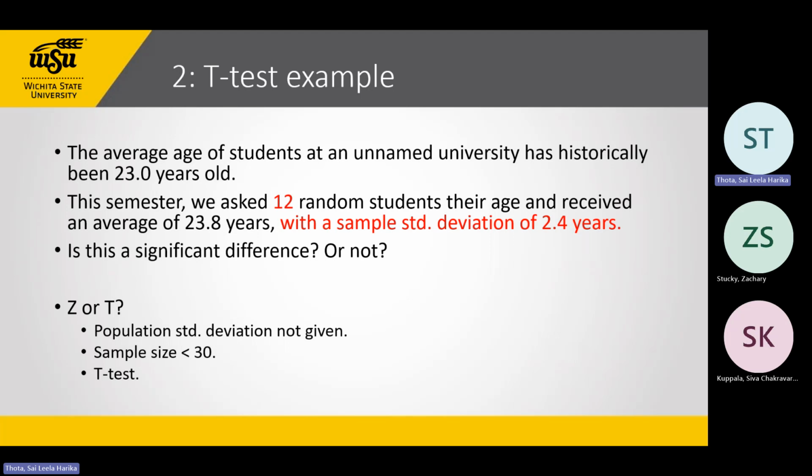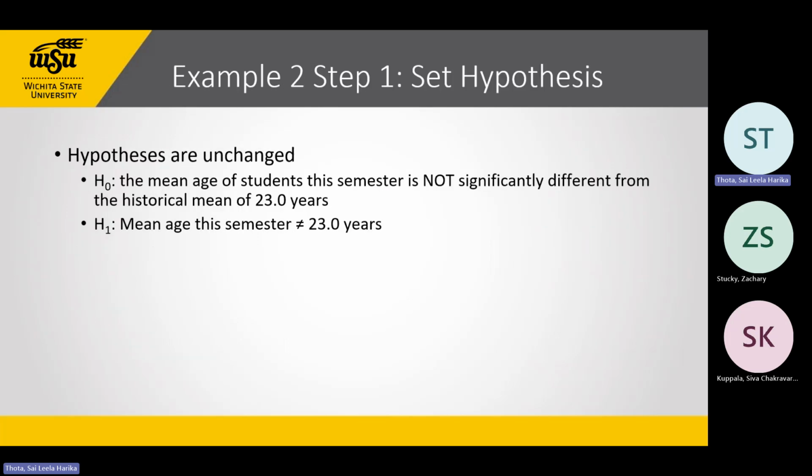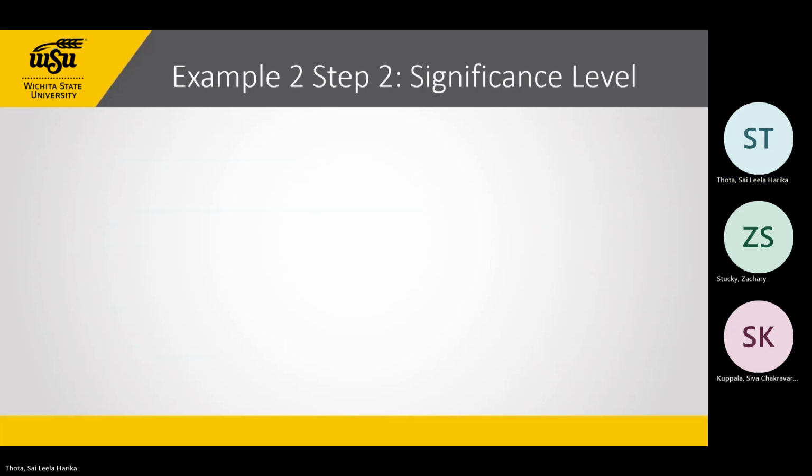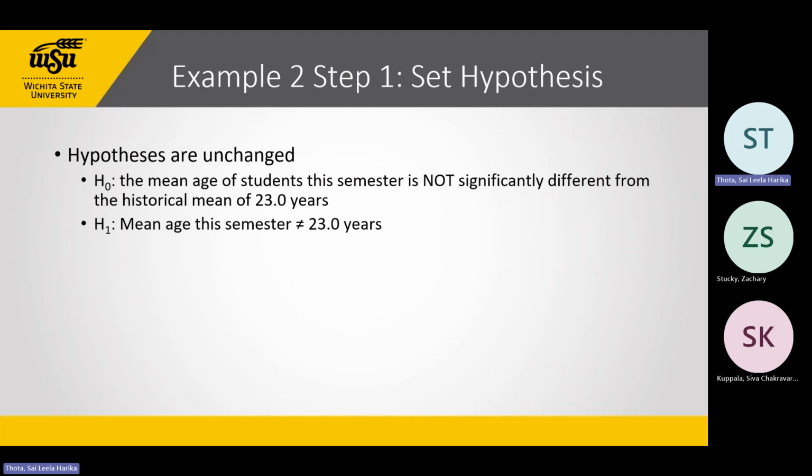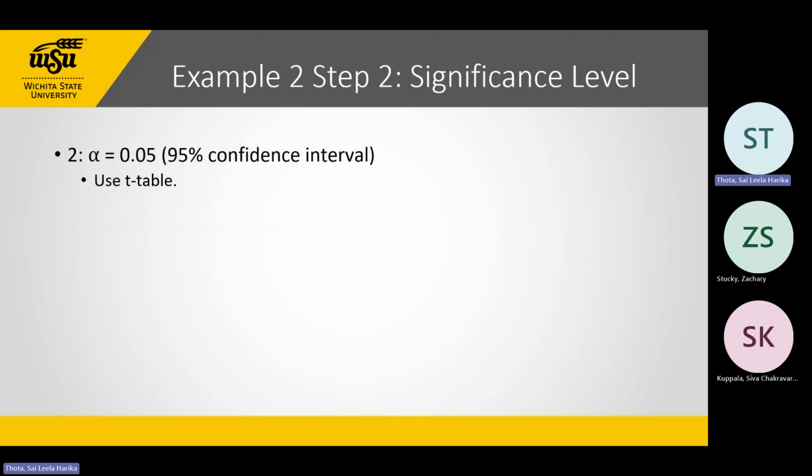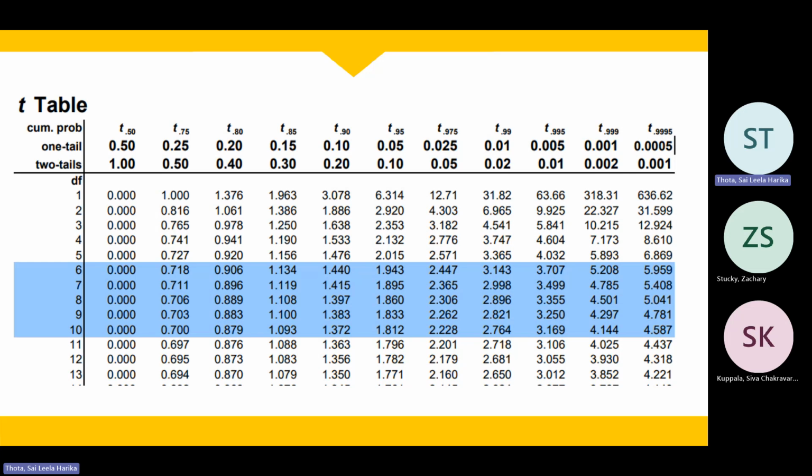So you will find the test based upon the sample size. So what is the sample size? It is less than 30 because there are only 12 random students. And so this is like considering the null and the alternate. So the H naught: the mean age of the students this semester is not significantly different from the historical mean. And the H1: the mean age of this semester is not equal to 23. So the first step is completed. Let's go to the second one now.